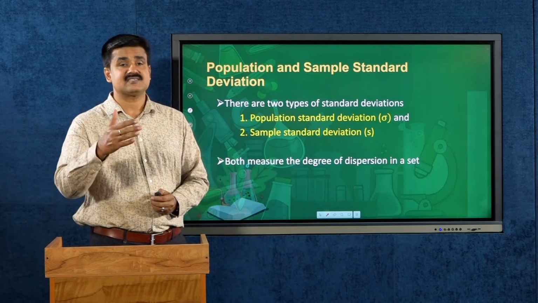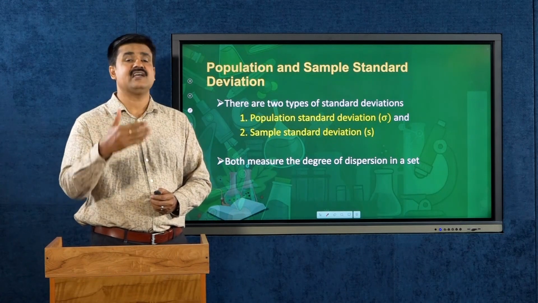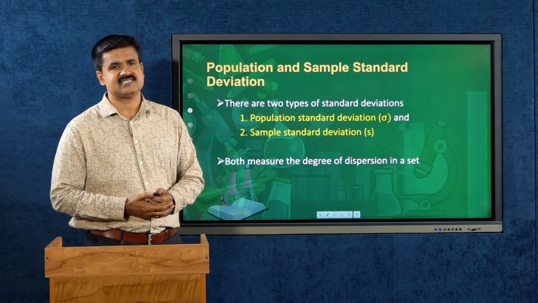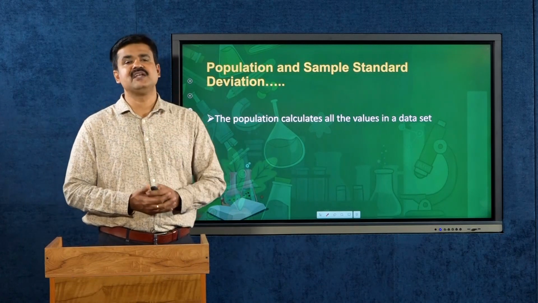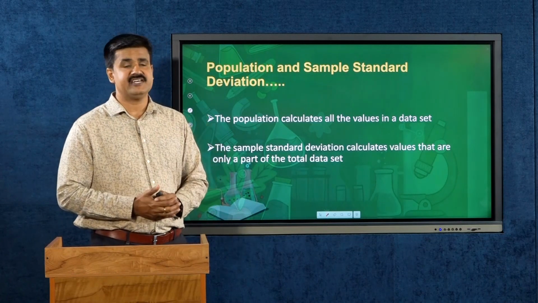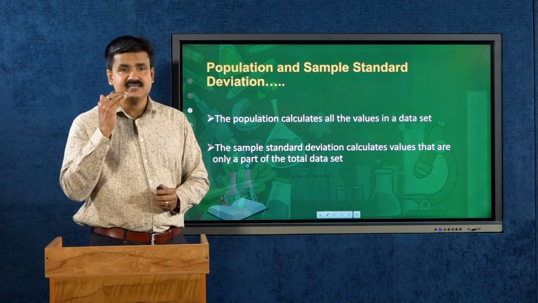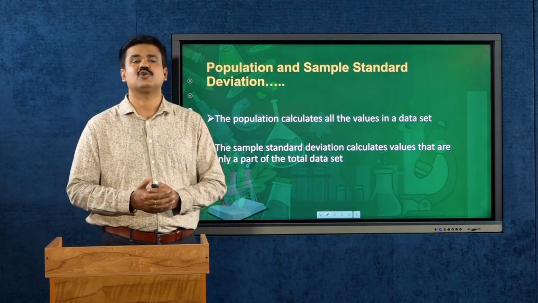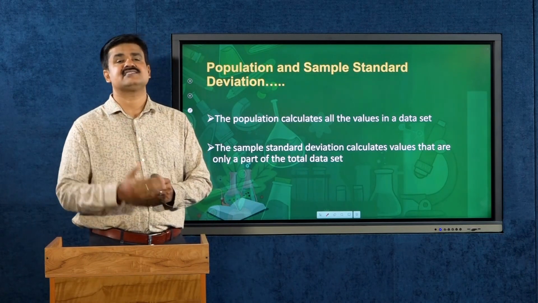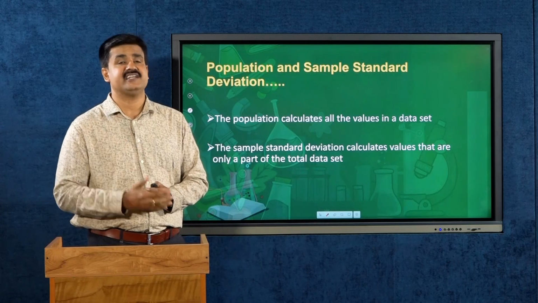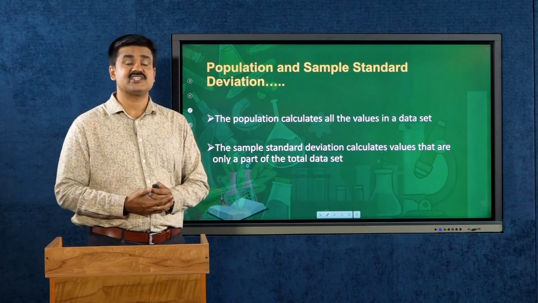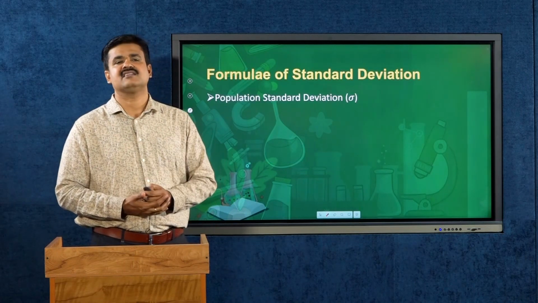Both the population and the sample standard deviation measure the degree of dispersion in a given data set. The population standard deviation calculates using all values in a data set. The sample standard deviation, however, calculates using values that are only a part of the total data set. This is the core difference between the population standard deviation and the sample standard deviation. Moreover, these two differ by their expressions also, and these are the expressions.